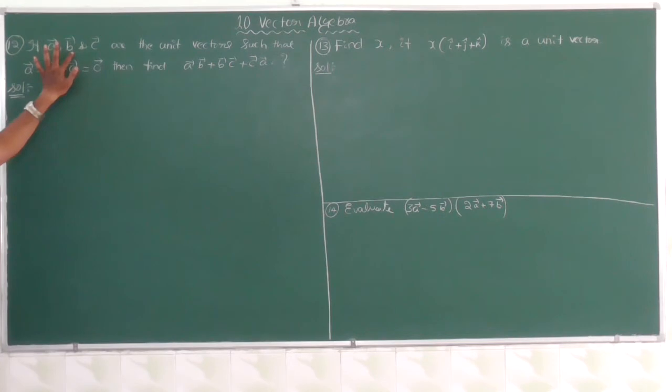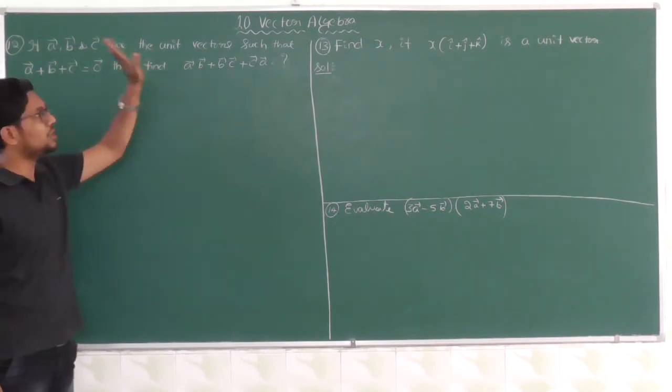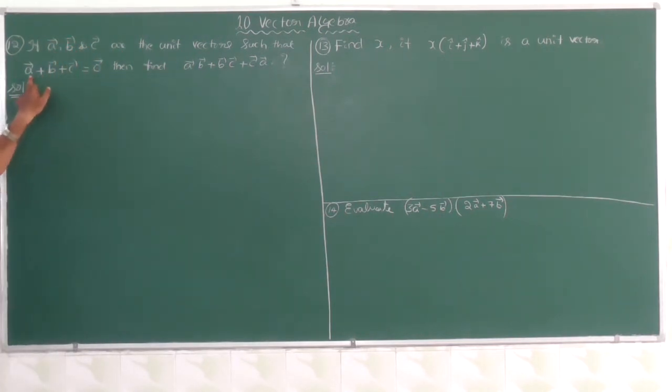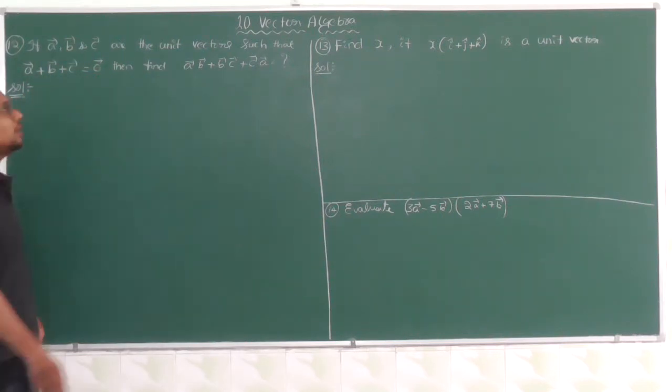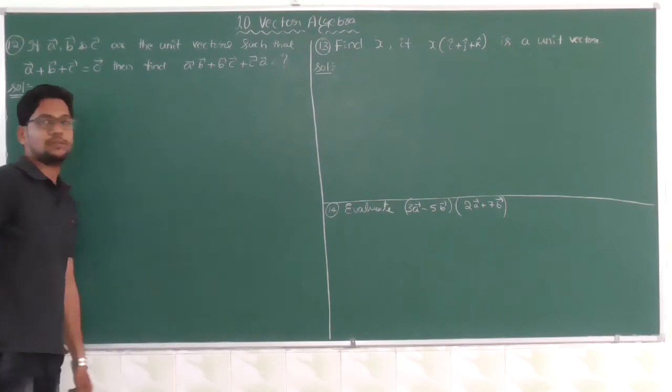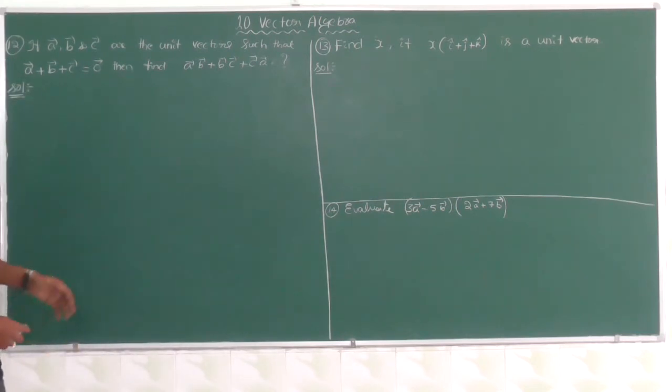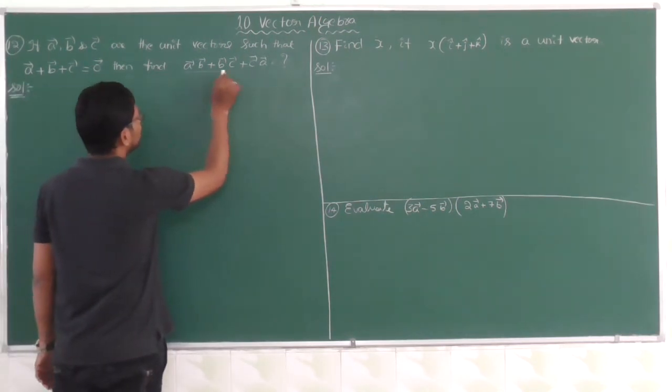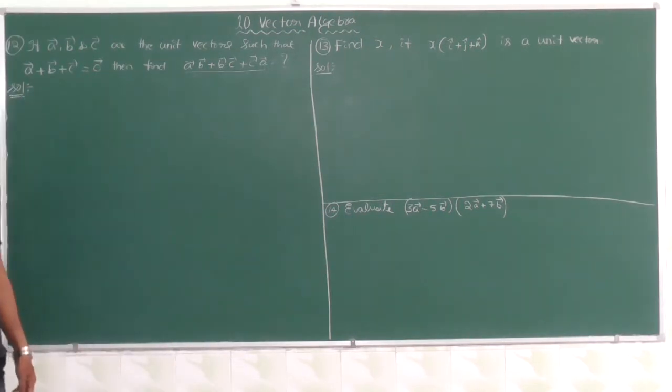If A vector, B vector, and C vector are the unit vectors such that A vector plus B vector plus C vector equals 0 vector, then find the value of AB plus BC plus CA. This value we have to find.